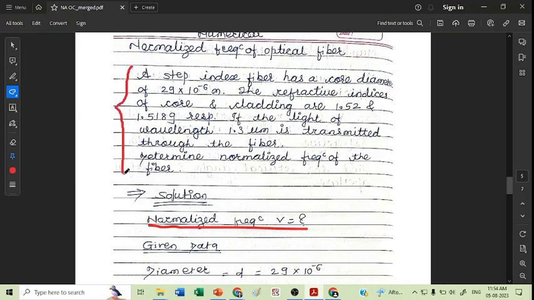Now let us read the given problem. A step index fiber has a core diameter of 29 into 10 to the power minus 6 meter. The refractive indices of core and cladding are 1.52 and 1.5189 respectively. If light of wavelength 1.3 micrometer is transmitted through the fiber, determine the normalized frequency of the fiber. Here core diameter is given, refractive index of core is given, that is n1, refractive index of cladding is given, that is n2, and wavelength, that is lambda, is also given.